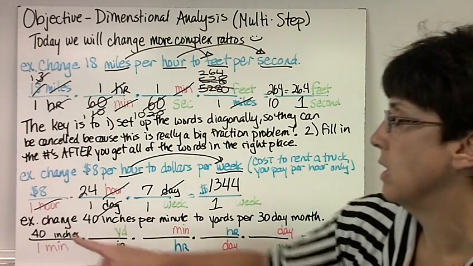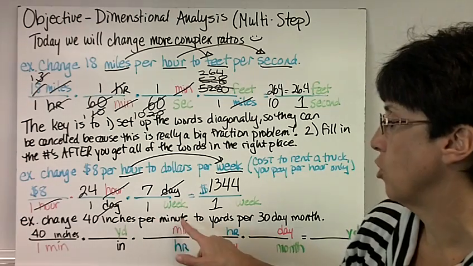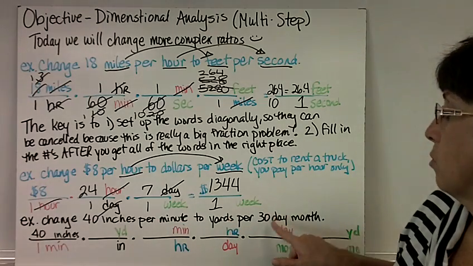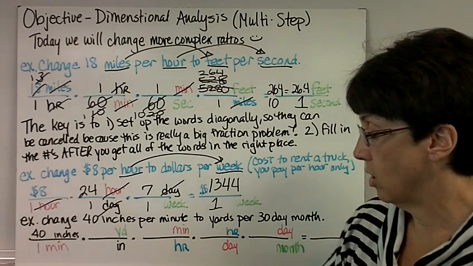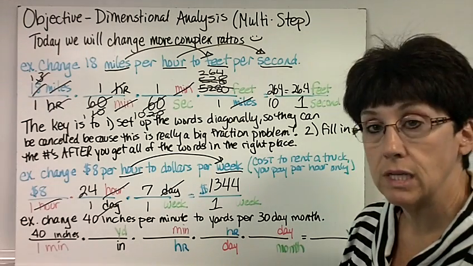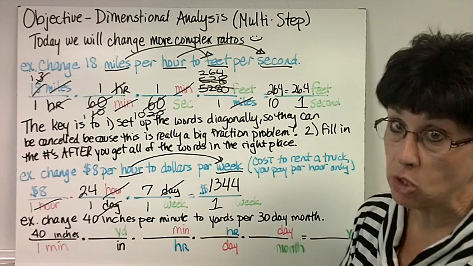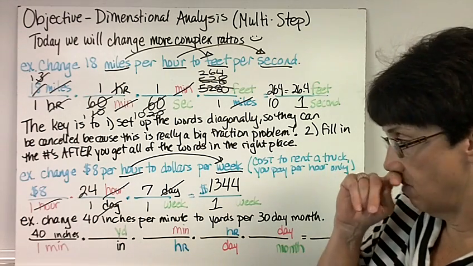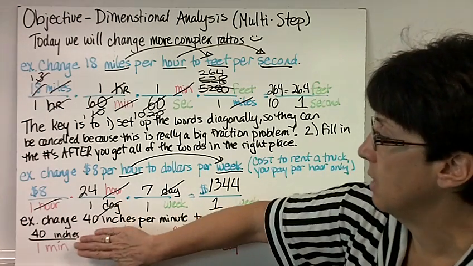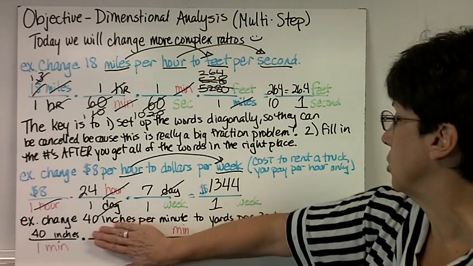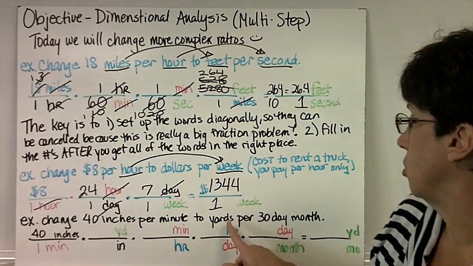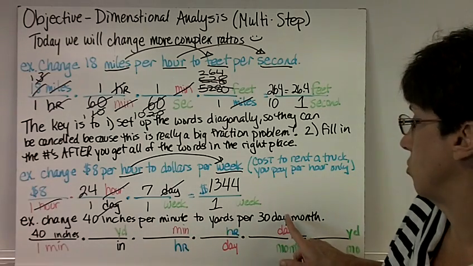All right, last one. Let's change 40 inches per minute to yards per 30-day month. Because if I just say month, you don't know if I'm talking about a 30-day month, a 31-day month, or February, if it's a leap year. So that's why I'm telling you it's a 30-day month. All right, set it up. 40 inches, 1 minute. Now we're going to change inches to yards and minutes to days.